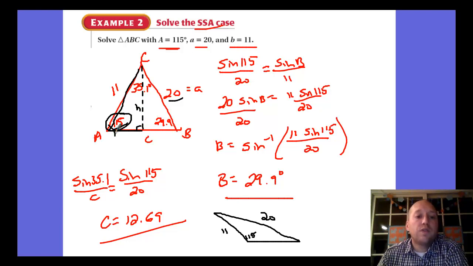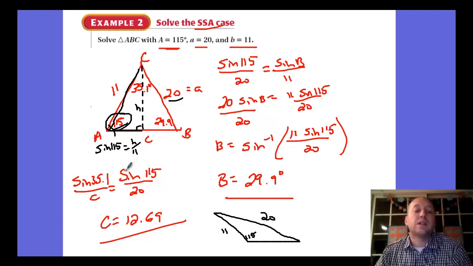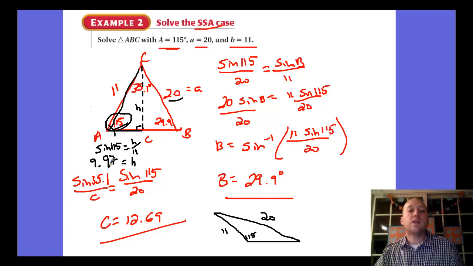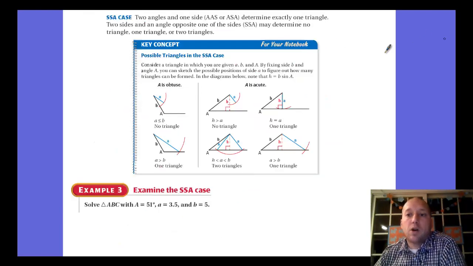So with 115, h is the opposite, 11 is the hypotenuse. So I can solve it by doing the sine of 115 is equal to the opposite h over 11. And if I multiply 11 times the sine of 115, I get h is 9.97. And so we're going to use that number to help us know if we have 0, 1, or 2 triangles. The different possibilities are in this chart here.